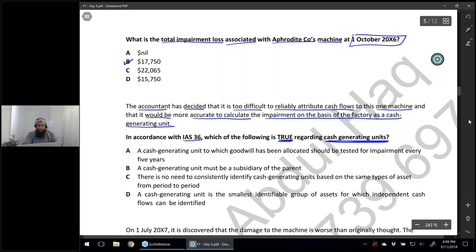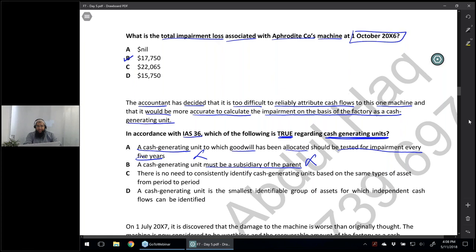A cash generating unit to which goodwill has been allocated should be tested for impairment every 5 years. Have you studied any such rule? No. The cash generating unit must be a subsidiary of the parent. Obviously not. It may not be a subsidiary. It may be any department of the company, any product of the company, any strategic business unit of the company.